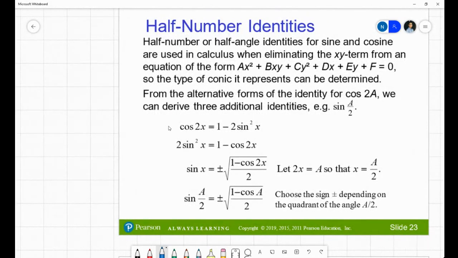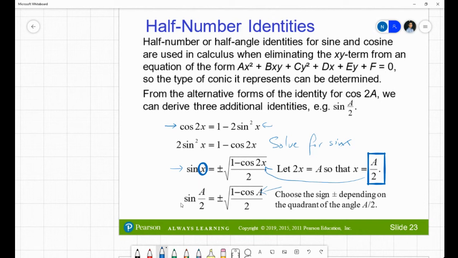So here is the double angle identity for cosine. What we're going to do is solve for sine. And you can see here we did solve for sine x. So now we're going to rewrite it so that x is equal to a over 2. So this is where the half angle comes in, because when you plug it in here, all we have is just a. So we see here a is just an angle, and a over 2 is half of that angle. So here we come up with the half number identities.